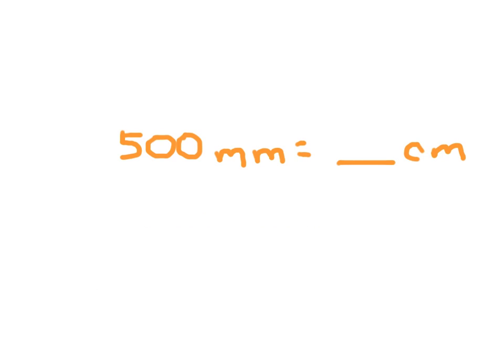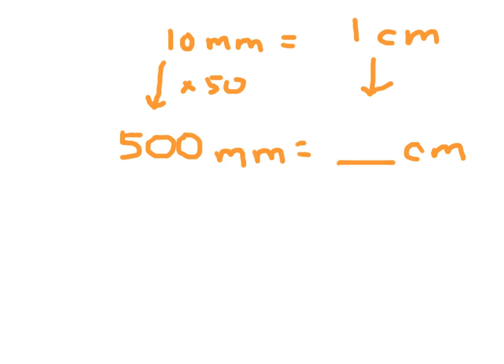Let's work on some conversions. We know that 10 millimeters equals 1 centimeter. So this 500 millimeters equaling how many centimeters, we just need to see the relationship between 10 and 500. That would be multiplied by 50. So 1 times 50 is 50. 500 millimeters equals 50 centimeters.